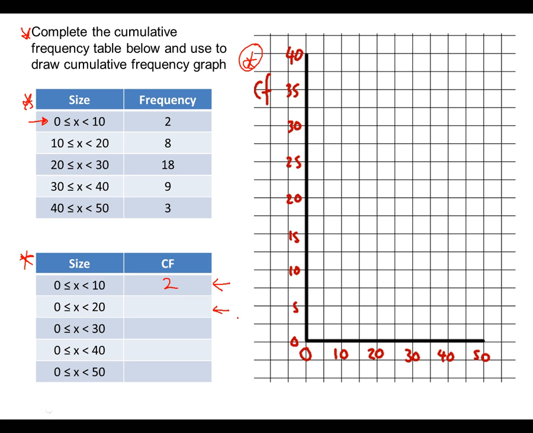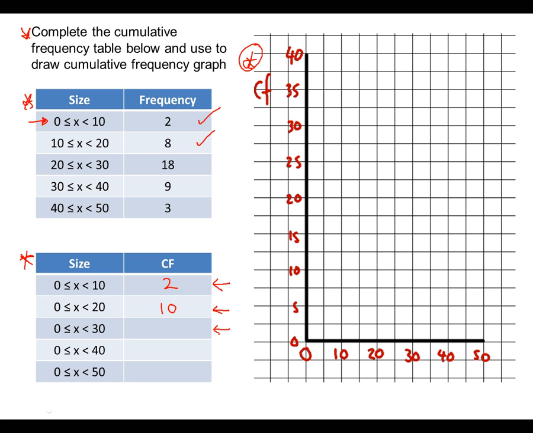Now let's fill in the second box. Here we're trying to work out how many people between 0 and 20. If we look at the table above, that will include these people between 0 and 10, so those 2, and it will include 10 to 20. So both of those numbers will be counted. Altogether, between 0 and 20, there will be 2 and 8 people, which will give us 10.